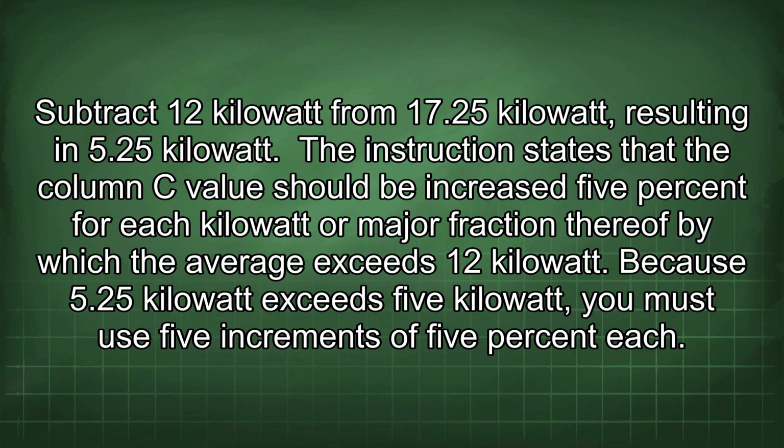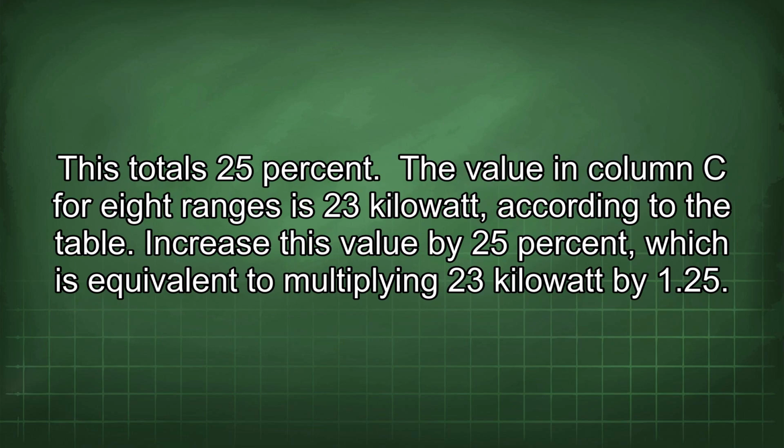The instruction states that the column C value should be increased 5% for each kilowatt or major fraction thereof by which the average exceeds 12 kW. Because 5.25 kW exceeds 5 kW, you must use 5 increments of 5% each. This totals 25%. The value in column C for 8 ranges is 23 kW, according to the table.